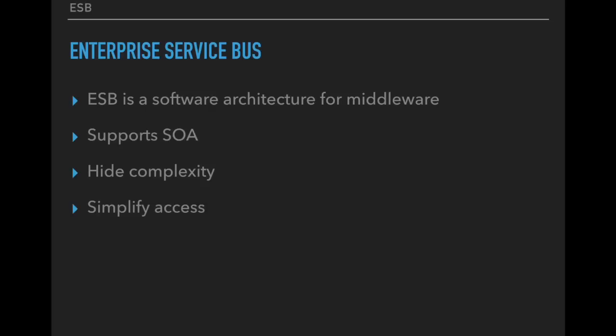Simplify access: if you have an ESB layer or a middle layer, any new application can be added easily. It should also support the canonical pattern. A canonical pattern is a general design pattern for the data. You follow this, and everywhere else you can use it very easily.